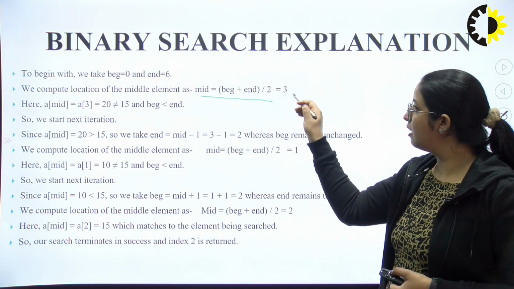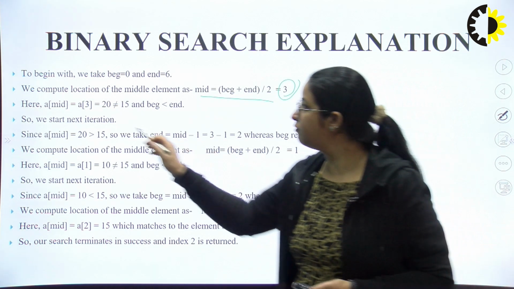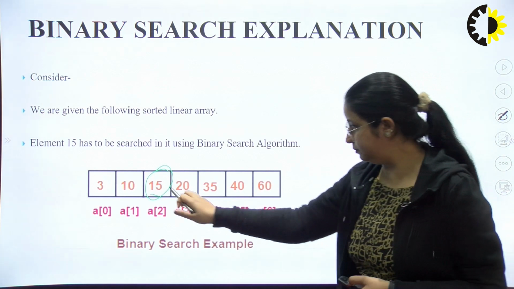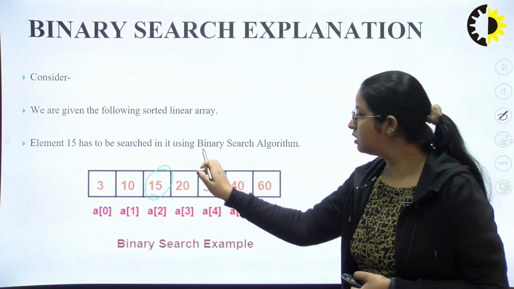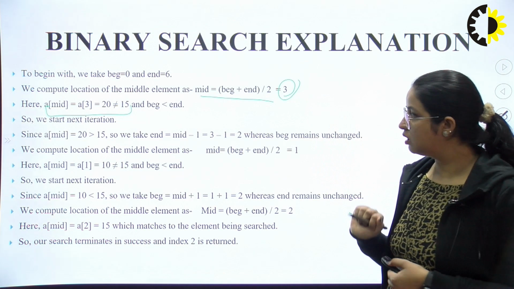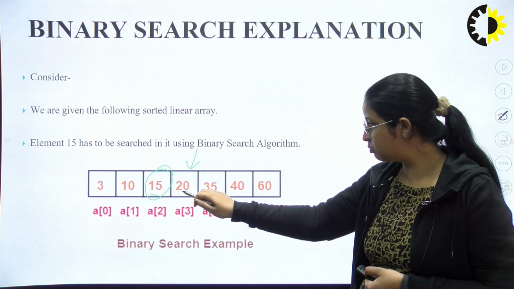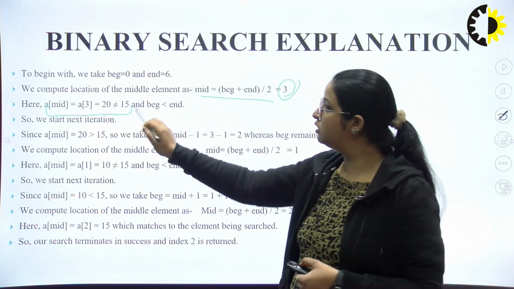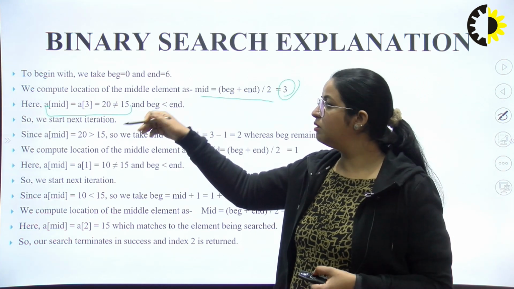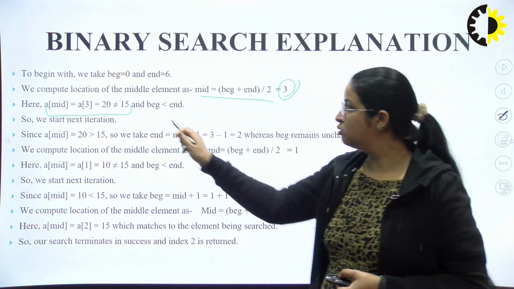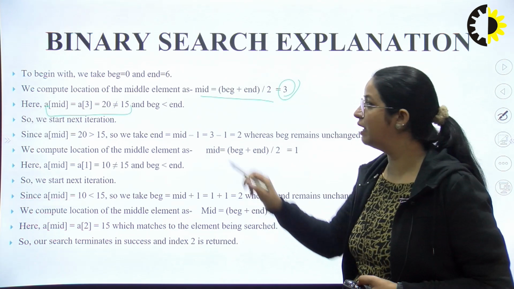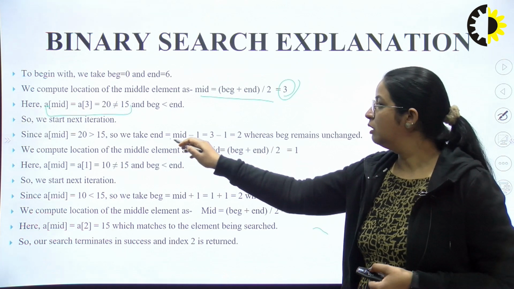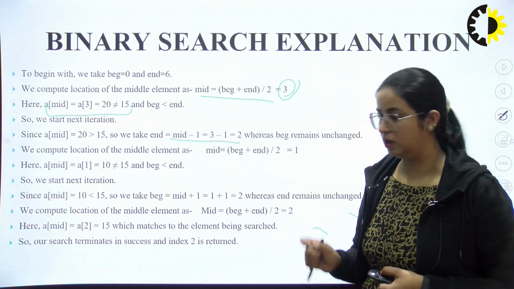With the help of this we get mid 3. Then we have to check this mid with the element, because we are searching for the element 15. Mid is at position 3, so which element is present there? 20. Now we compare this 20 with 15, and check whether it is equal to, greater than, or less than. The search element is smaller than the mid element, so we do mid minus 1, because the element is smaller.